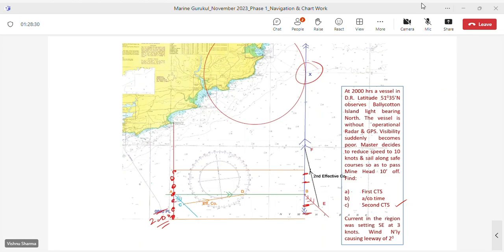Understood? Cross track is when you move along a track and you go off it because of maybe incorrect application of any of the external factors, right? That is cross track. Is this clear, beta? Yes, sir, over here we have taken this east-west line as our CMG. So if there is an obstruction on that line, then what will we do?